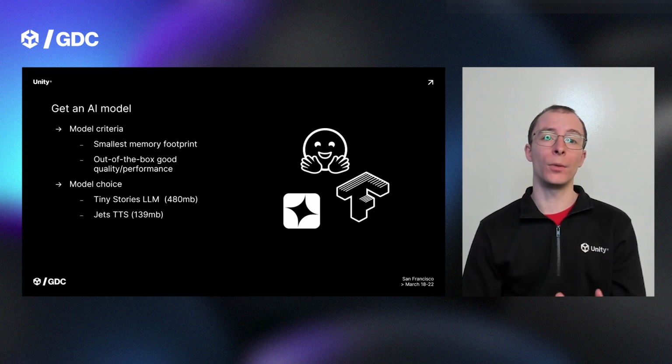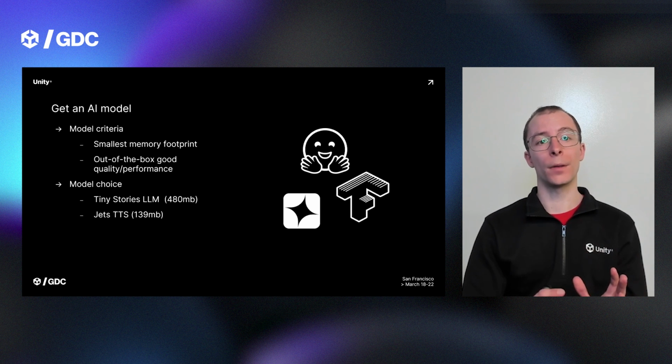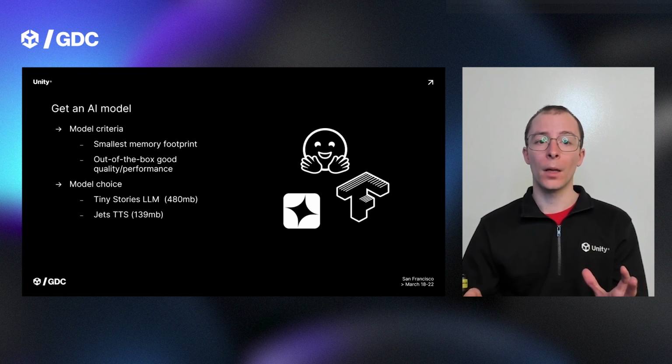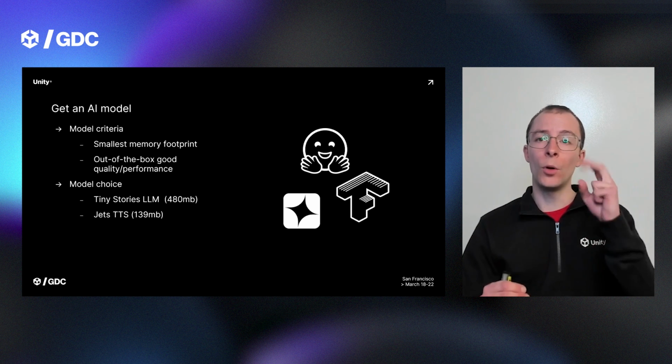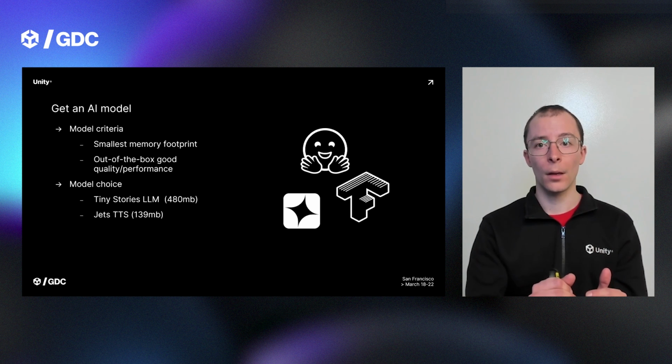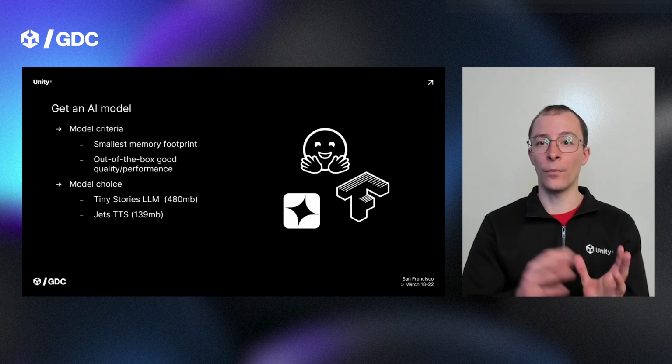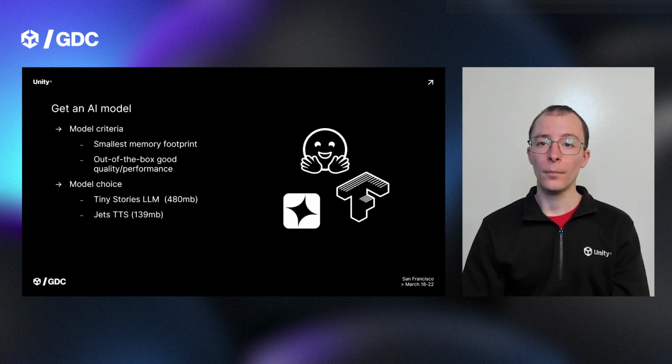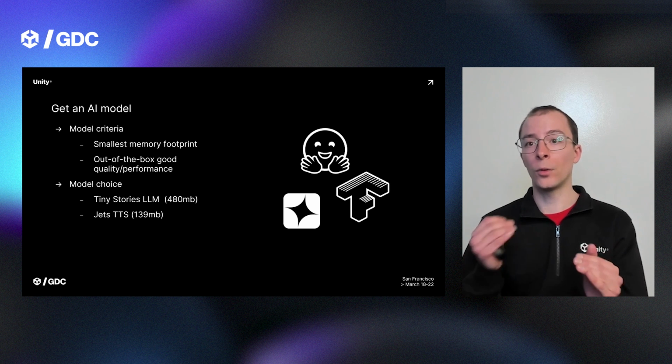So how did we manage to do this demo? So the first part was getting an AI model. In our case, we had 2 model criteria. First, it needed to have the smallest memory footprint. And second of all, the out-of-the-box performance needed to be very good. So for us, that left us 2 models.